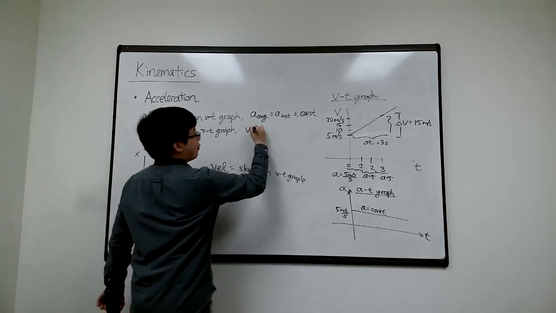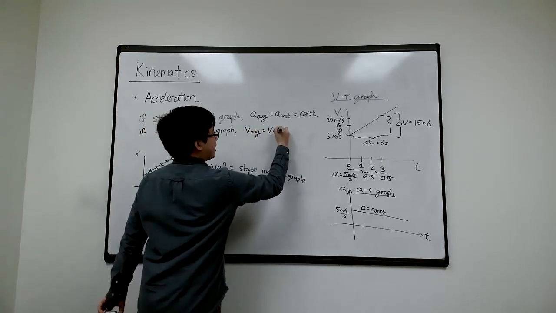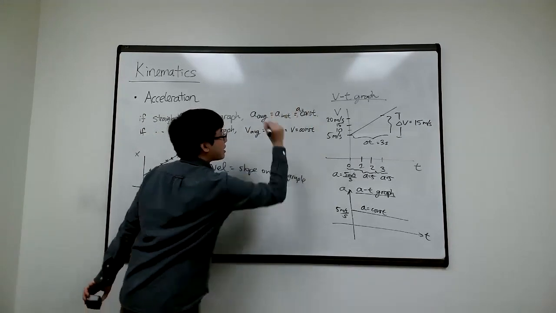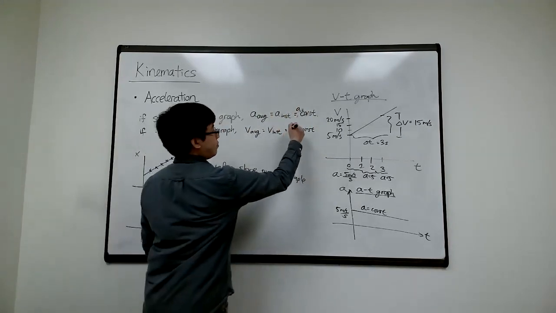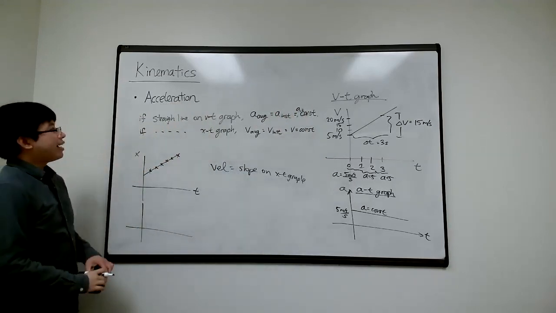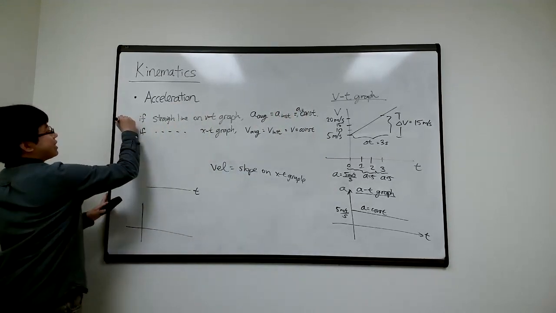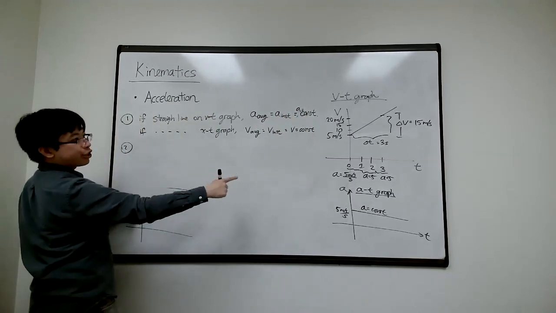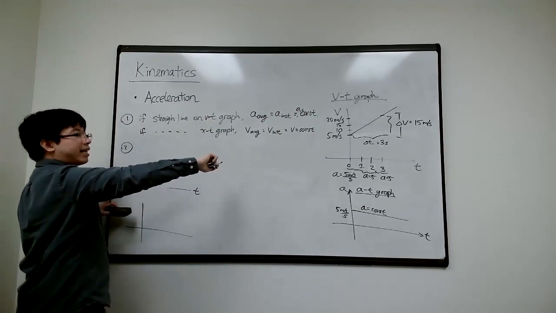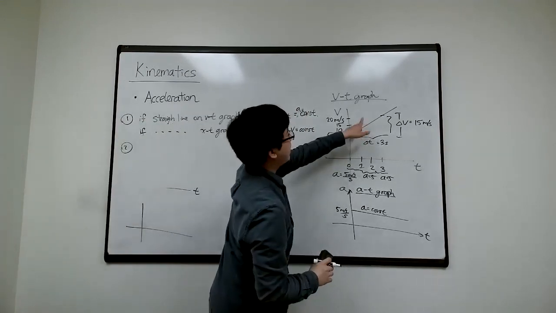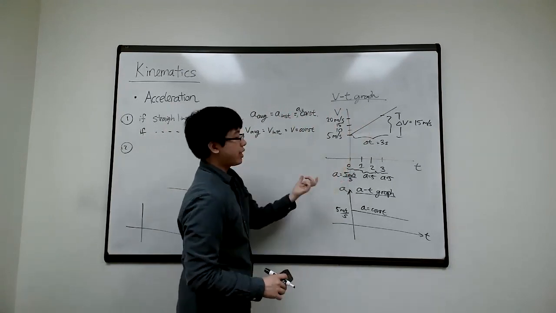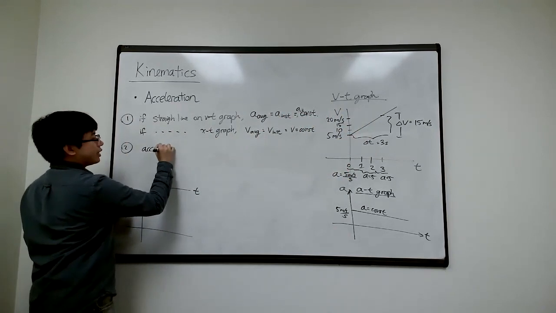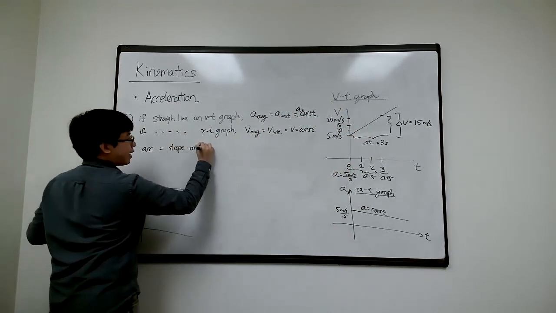So V average is the same as V instantaneous, and this means that V is constant, or this means A is constant, like that, right? All right. So this is fact number 1. And fact number 2, what we learned is that velocity is the slope on the xt graph, and also the acceleration is the slope on the vt graph. So I'll write this out. So acceleration equals the slope on a vt graph.